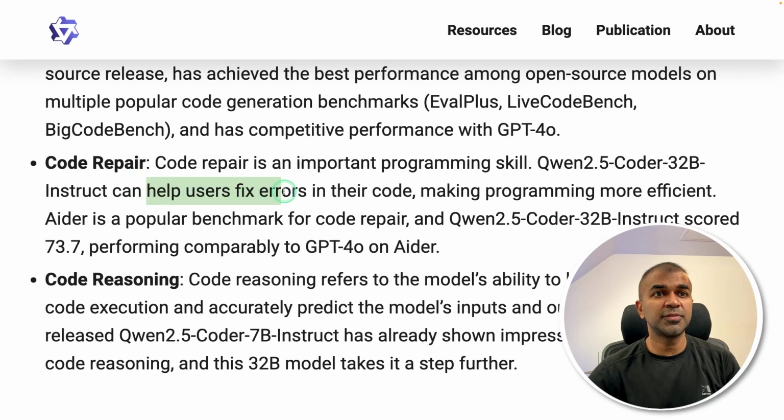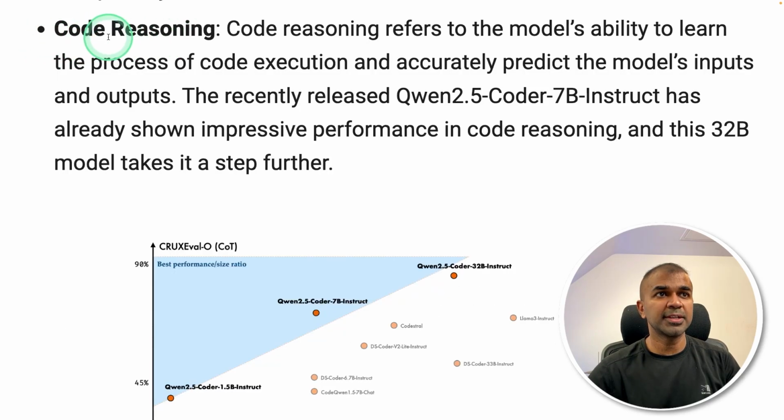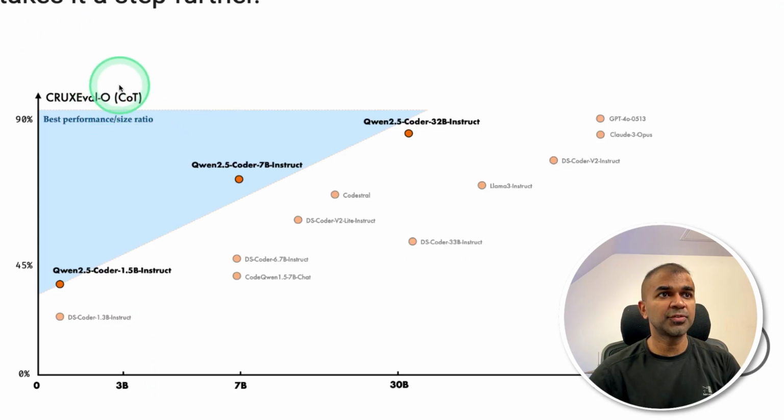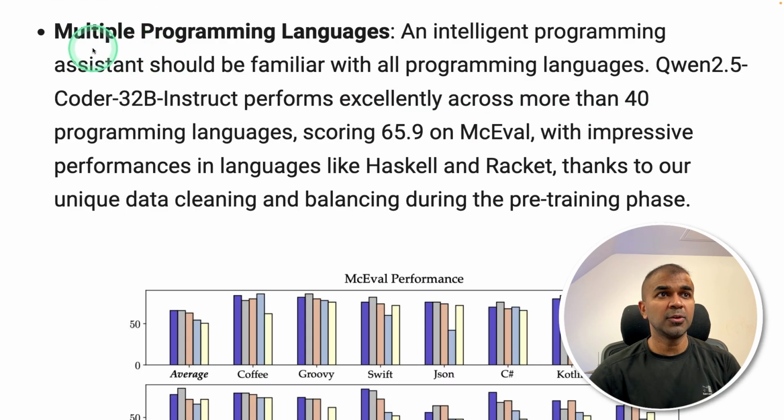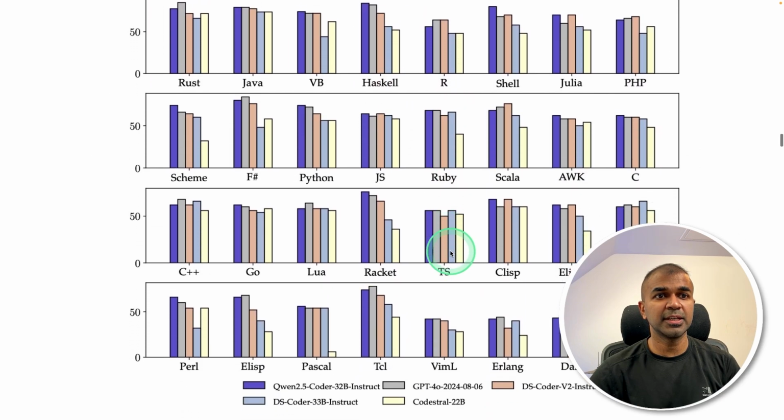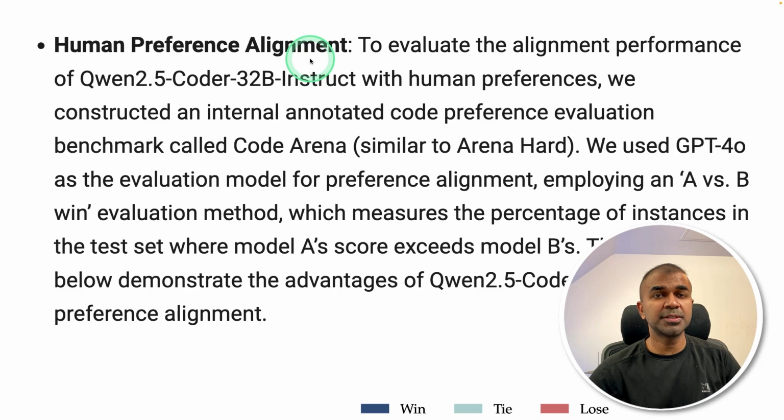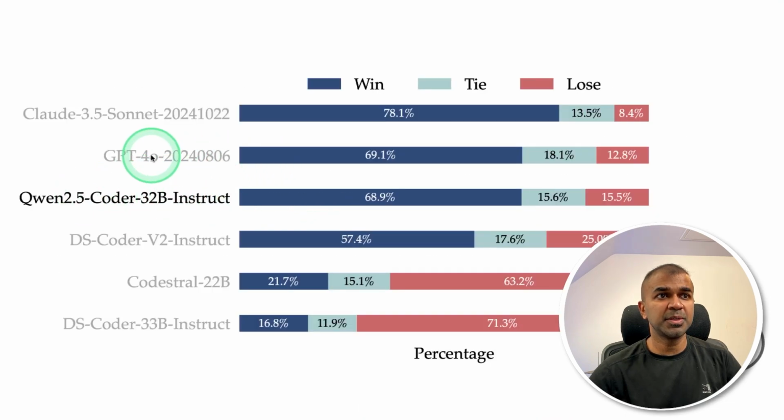It can help users fix errors in the code. This also has code reasoning. Here is a chain of thought reasoning process benchmark. You can see the 32 billion parameter model is competing with GPT-4o. It also supports multiple programming languages, and you can see the list here. In human preference alignment, again, this is on par with GPT-4o.